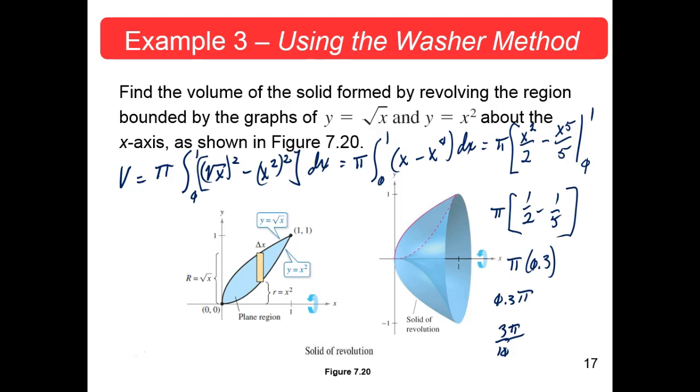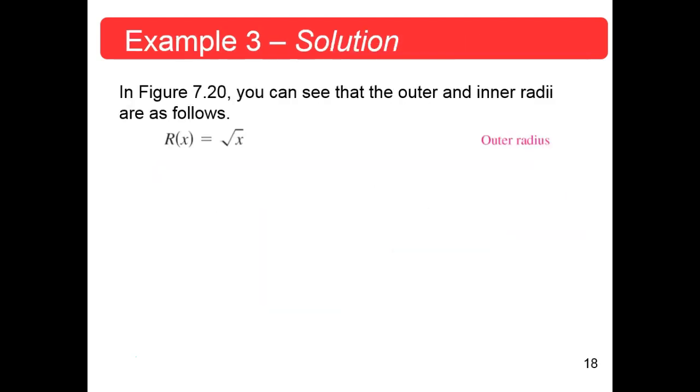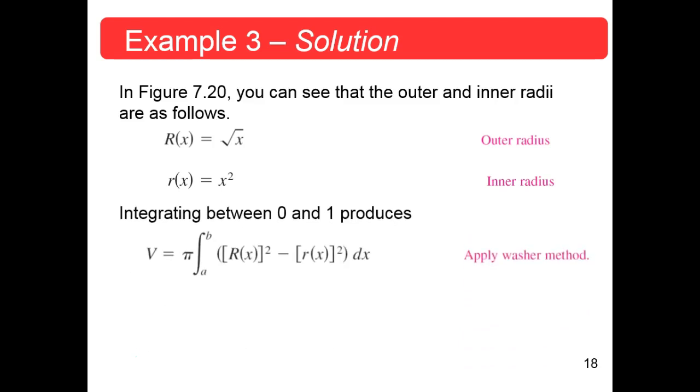All right. Well, let's see how they do it then. In the figure, you can see the outer and inner radii as follows. The outer radius, the capital R, is square root of x. The inner, little r, is x squared. I said square root of r, I meant square root of x. And integrating between 0 and 1, which are your points of intersection there, would be pi times, but they say between a and b. I guess that makes sense.